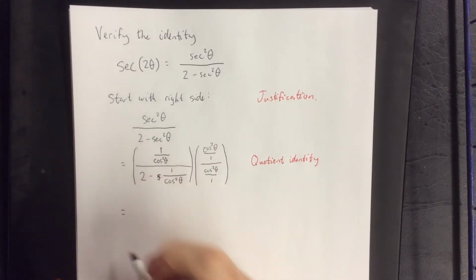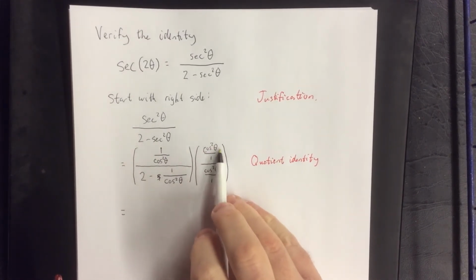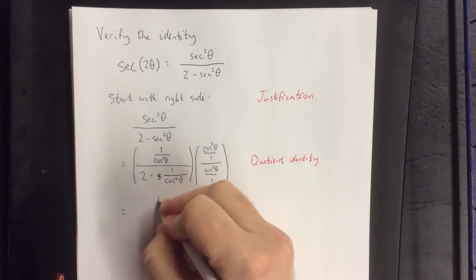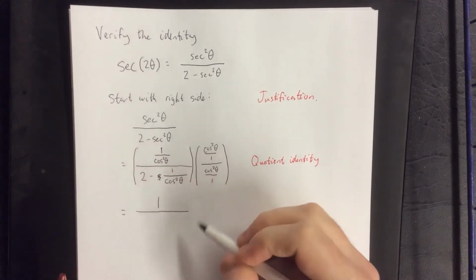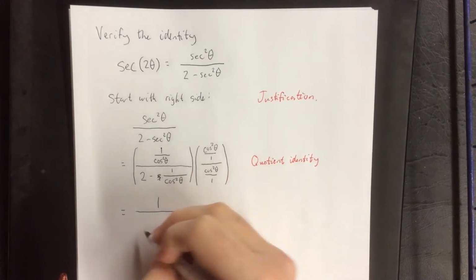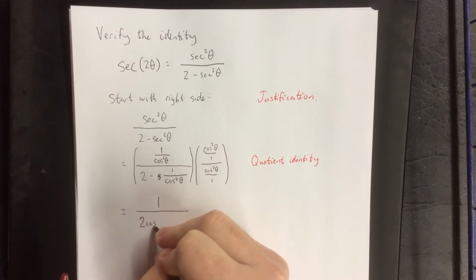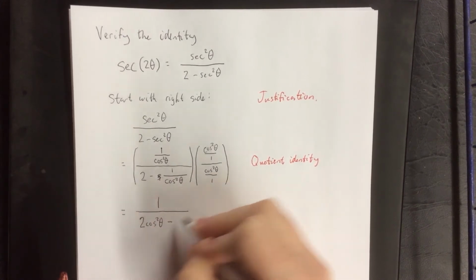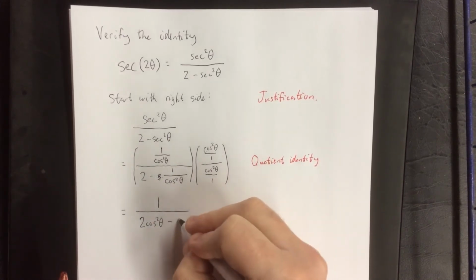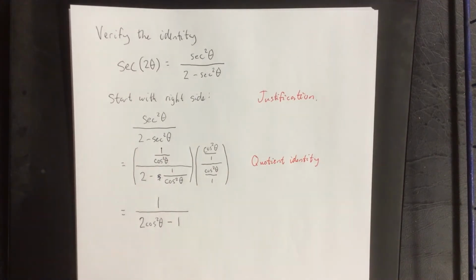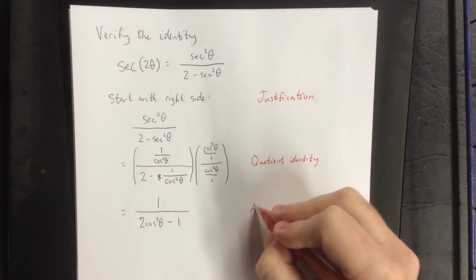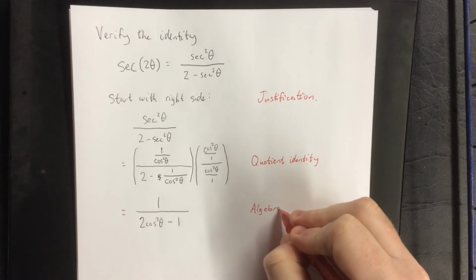Now in the numerator, very little is going to happen. Cosine squared of theta over cosine squared of theta, that'll reduce to 1. In the denominator, this will distribute to the two terms that are in the denominator. We'll get 2 times the cosine squared of theta minus, and for the second term, those will cancel each other out. And that was, of course, a step of algebra.